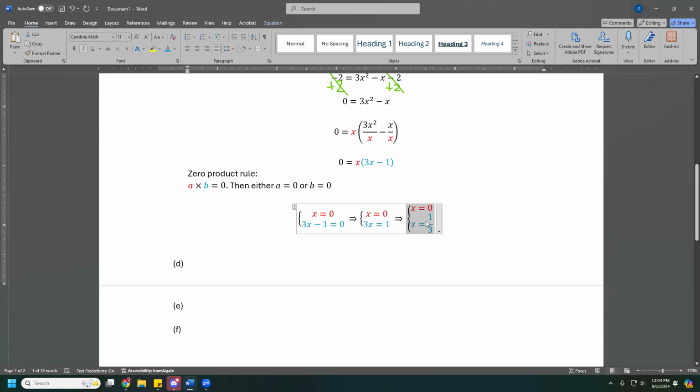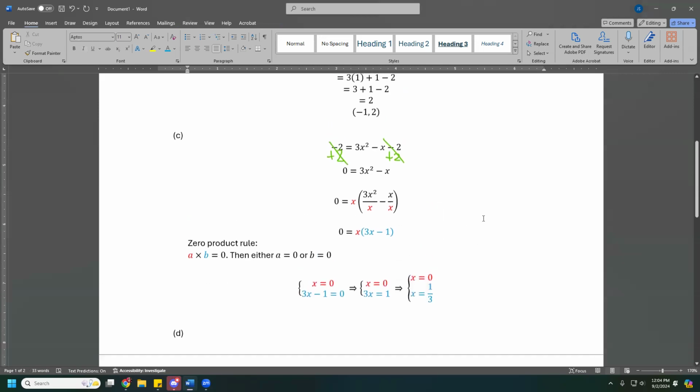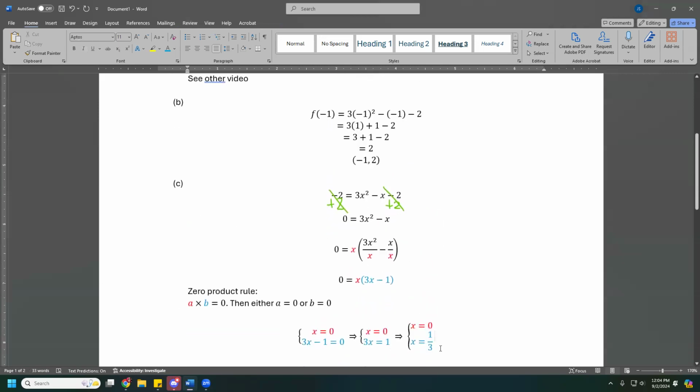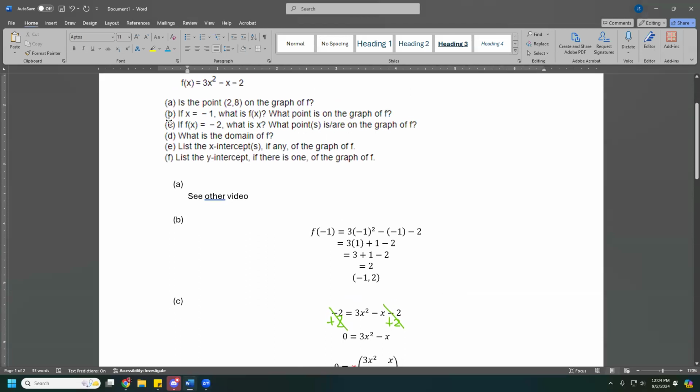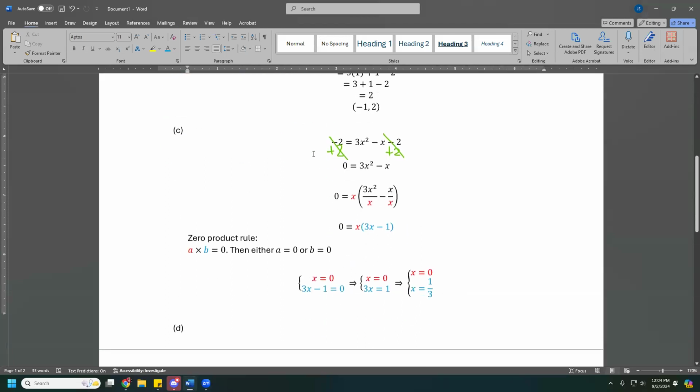So these would be my two answers for when f of x equals -2. One of these two is going to give me -2. So in other words, when I plug in 0 or 1/3 for x, it's supposed to spit out -2. That's what I've just found here.